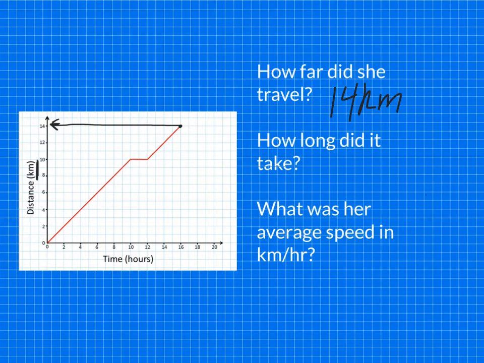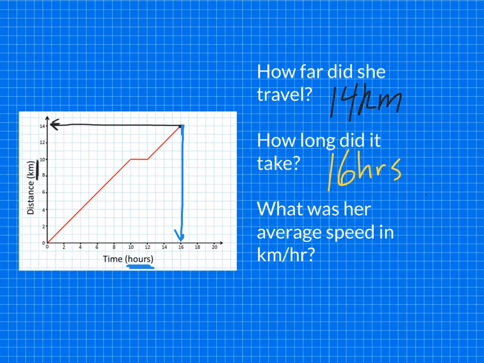All right, how long did it take her to travel this 14 kilometers? Well, time's on the x-axis, so if this is where we ended, you're going to go all the way down. Took about 16 hours. I'm going to use a different color because you can't see blue on blue. So 16 hours. What was her average speed in kilometers per hour?